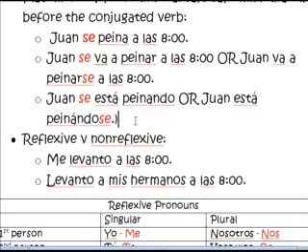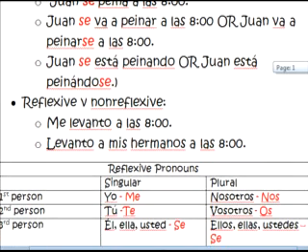All right? If I wanted to use the nosotros form, I use the same way. Nosotros nos peinamos a las 8. Nos vamos a peinar. So that you can kind of see how those work. Also, finally, in the book, you will see that it talks about sometimes verbs can work both ways.